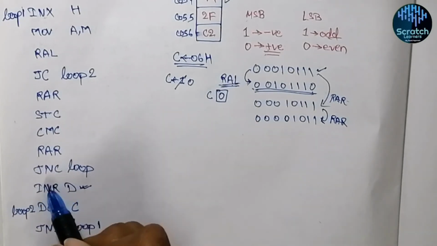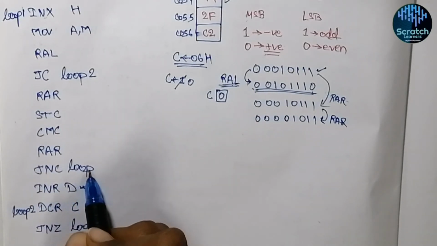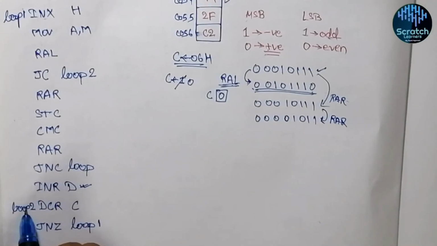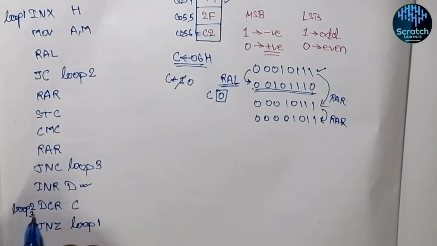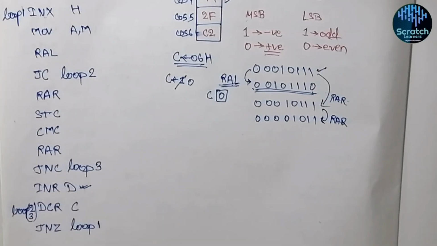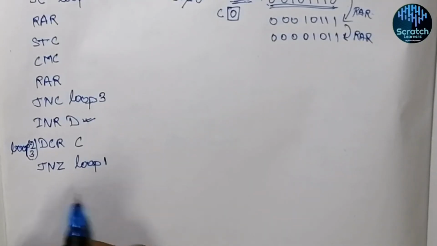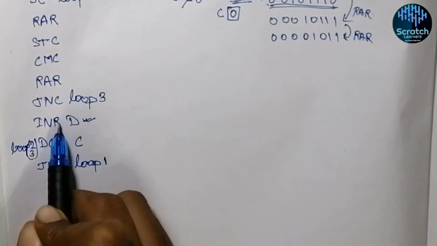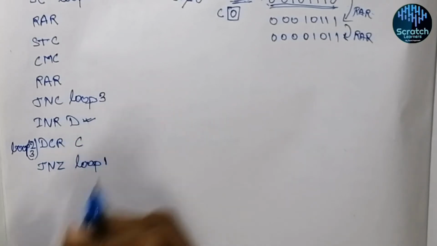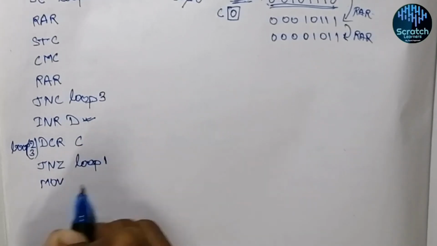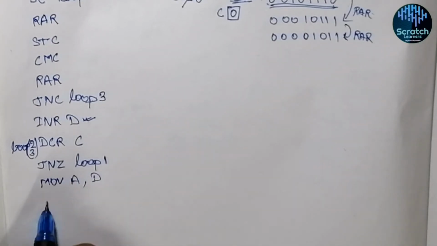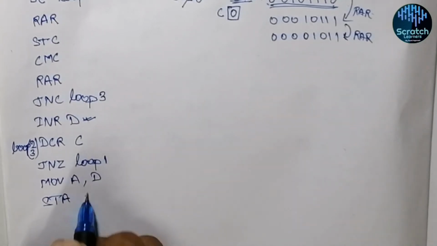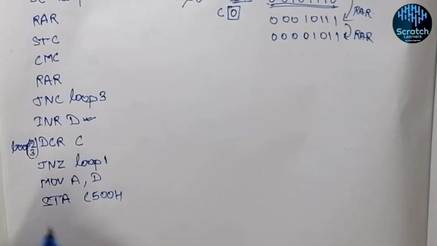Similarly here, if the number comes out to be an even number, then this loop will jump to this location only. So if this is loop 3, then this is also loop 3. Both loop 2 and loop 3 control are going to the same location. So this was the loop part. Now next, we will store the content of D. For that, first move the content of D register into the accumulator and then store it into some location, let's say C500 hex address, and then halt.